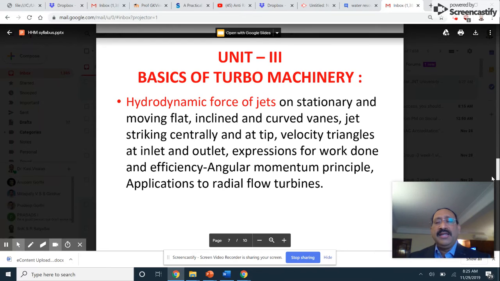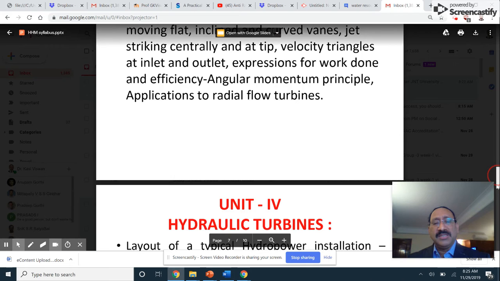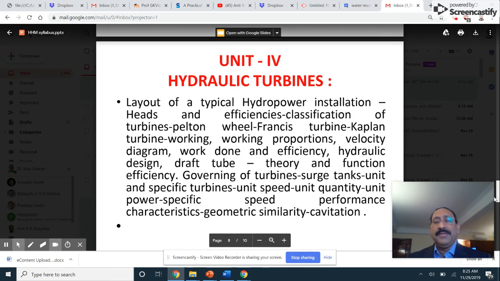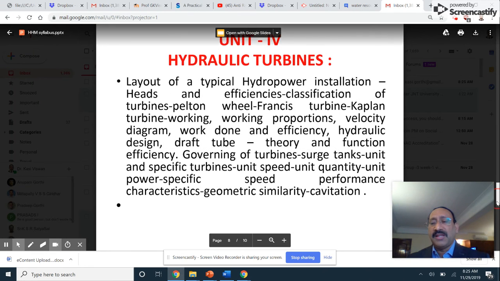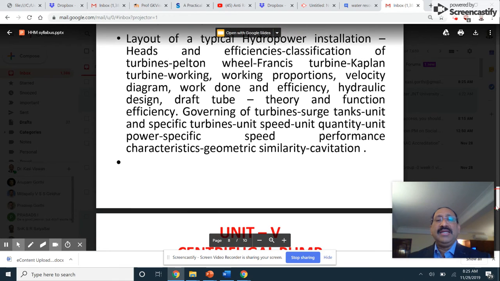In the third unit, we'll be dealing with the basics of the hydraulic machines, known as the turbo machines. So when a jet impacts on a surface, maybe a stationary surface or a moving surface, maybe a flat surface or an inclined surface or a curved vane, we try to identify and estimate the forces making use of the momentum principles. Then the hydraulic turbines which make use of the energy of water. So how a hydroelectric power station is installed, what are the various components, how the turbines, types of turbines, their design will be studied in the fourth unit.